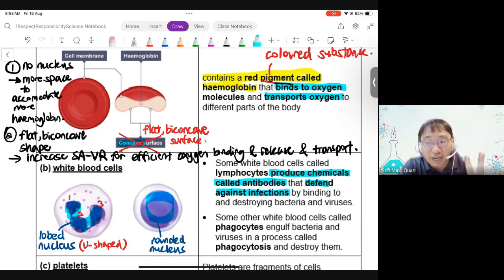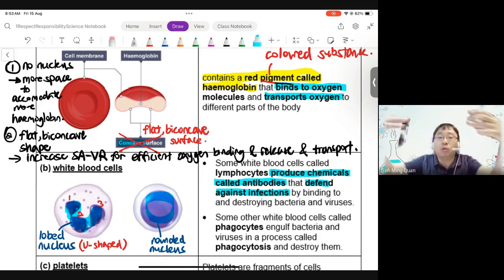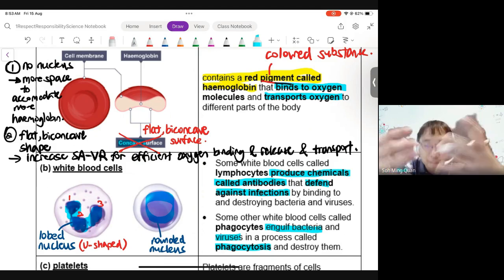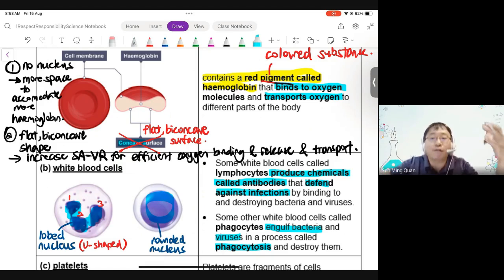The second way is even more direct, which is to engulf, to swallow up the bacteria and viruses. They swallow up the bacteria and viruses, and digest and destroy them. This process of engulfing bacteria and viruses and destroying them is called phagocytosis. Phagocytosis literally means eating up the bacteria. It's engulfing and then digesting the bacteria and viruses.